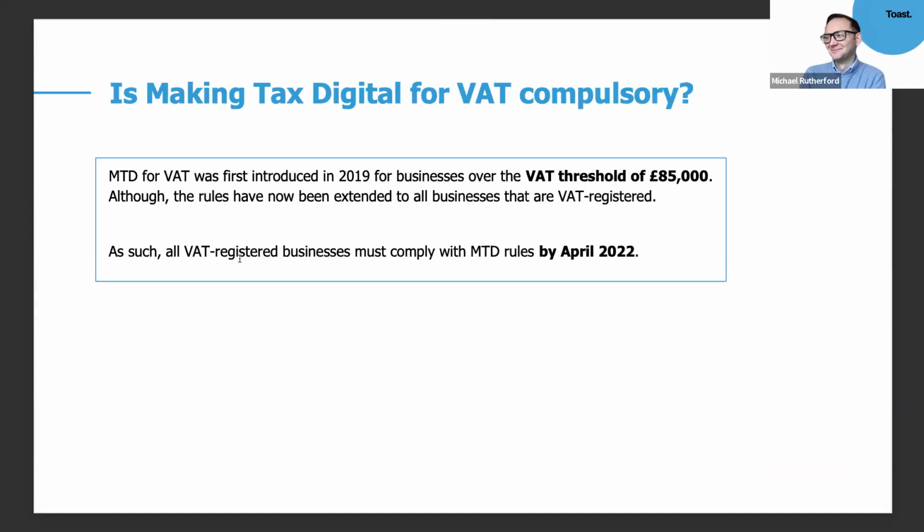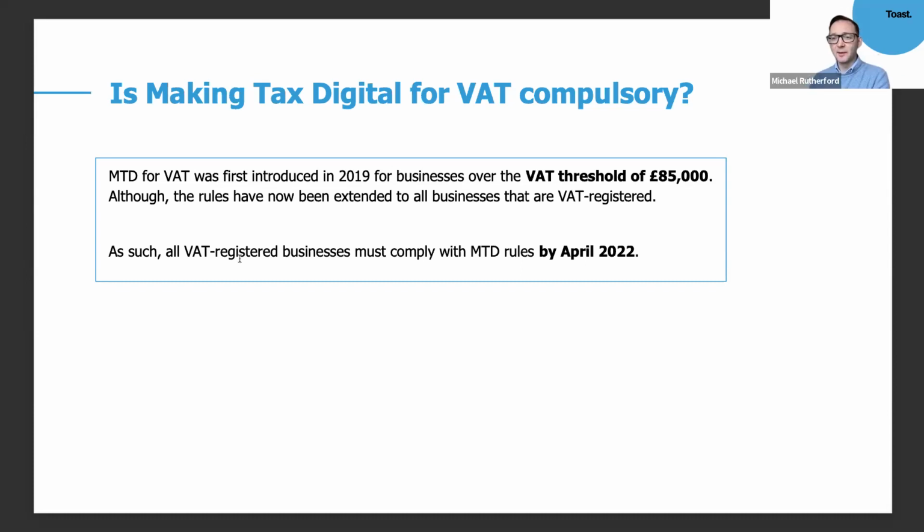So, making tax digital for VAT compulsory. 2019 was when MTD for VAT was first introduced, for businesses over the VAT threshold of 85 grand, which means businesses who have a turnover of 85 grand in any given 12-month period. Whereas now, from this month, April 2022, all VAT registered businesses must comply with MTD rules regardless of their turnover, meaning that it could now include businesses who have maybe voluntarily registered for VAT.